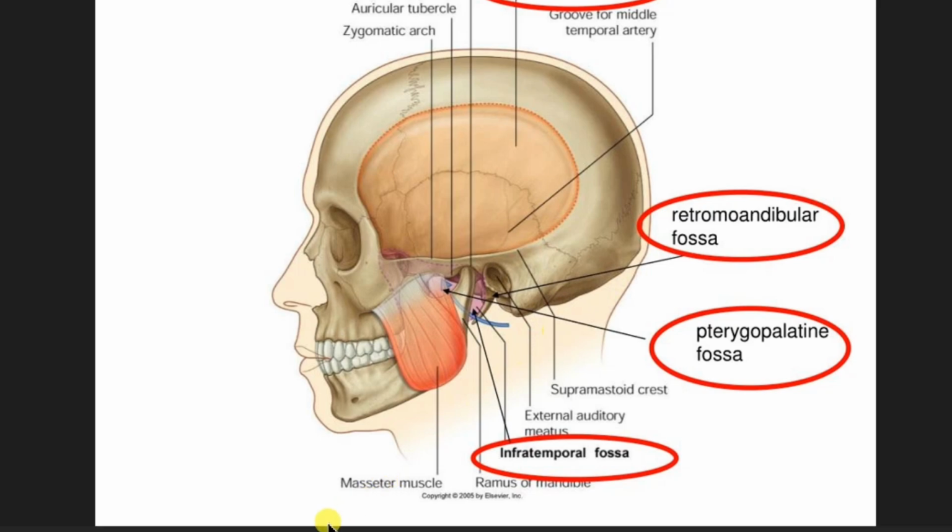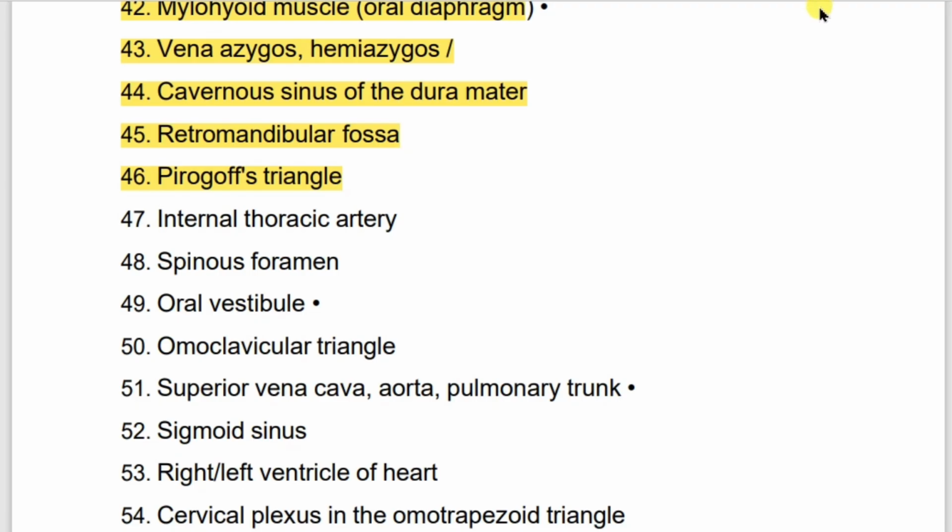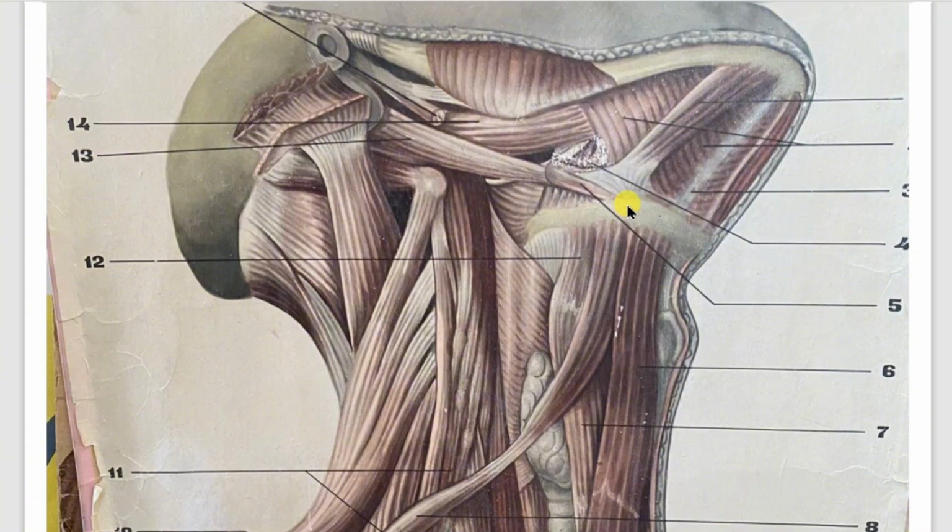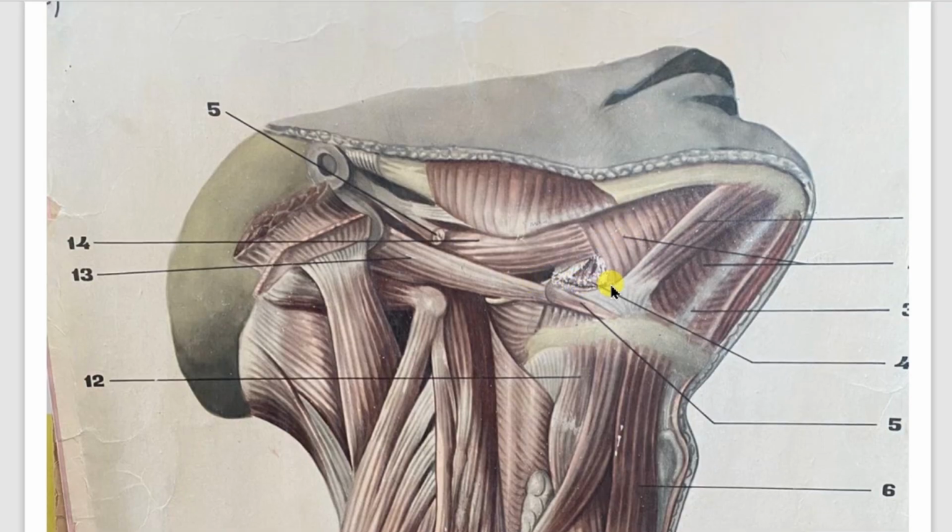So what do we have next? The next structure we have here is called Pirogov's triangle. Another name is Pirogov or Pirogovs, both are correct. Let's see where it is located. It's located in the neck region. As you can see here, this is Pirogov's triangle.